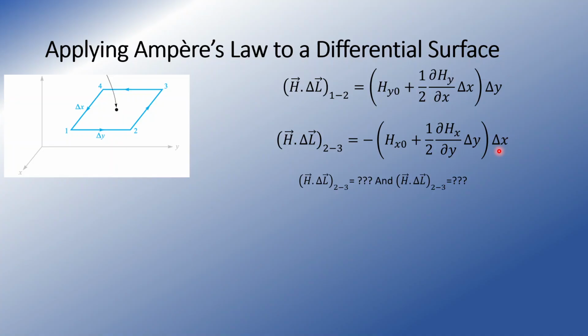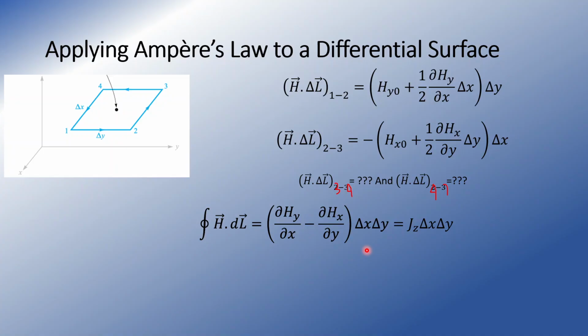So now from 3 to 4 and 4 to 1, how it will be, that is to be found out. Overall, when you find this 1 to 2, 2 to 3, 3 to 4 and 4 to 1, we have to do this closed integral H dot dl, which is nothing but adding everything, and we get the answer as shown here. So this is true for the given case.